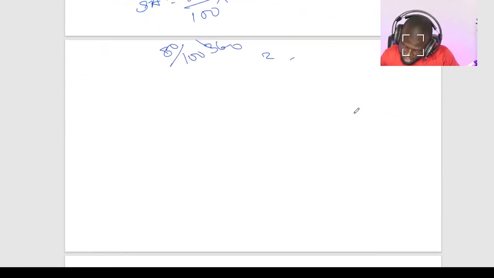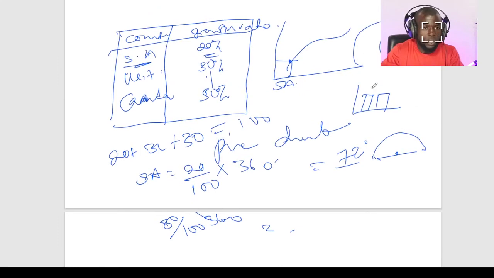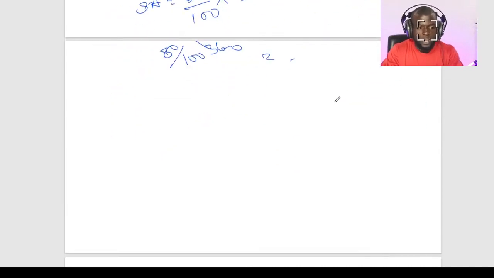Then when you go to the bar graph, here on the pie chart, don't forget to put a key, don't forget to put a title, and then you put the key and tell us what is shaded. Don't write too much in the pie chart. So when it's a bar graph, please take note of this.